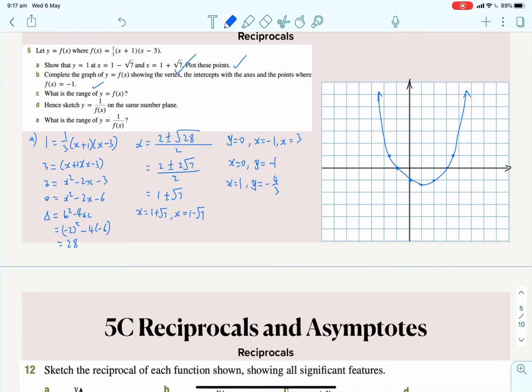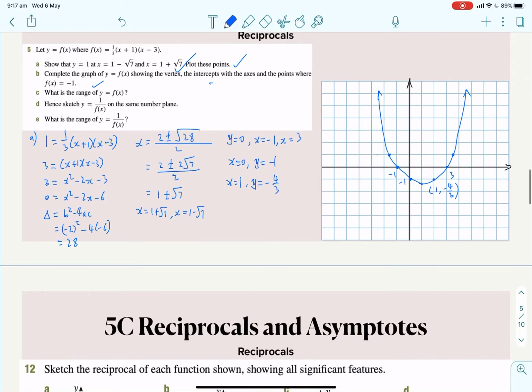Cool. And we need to label all the intercepts. So this is -1, and that is 3, and the vertex is 1, -4. Okay, so the intercepts and the vertex. Okay, well, everything's done. Great.